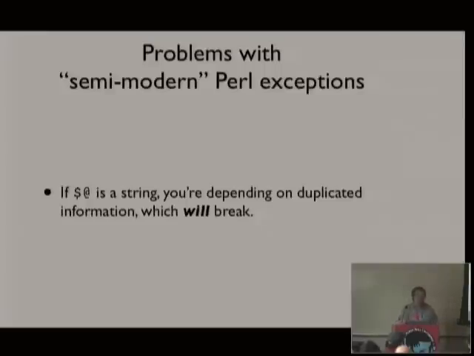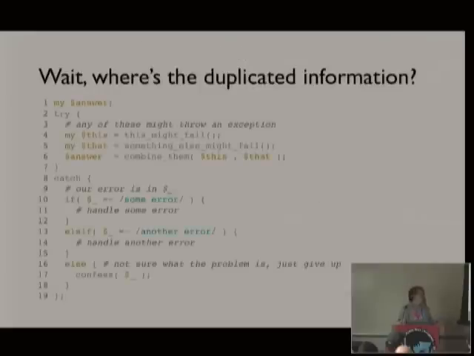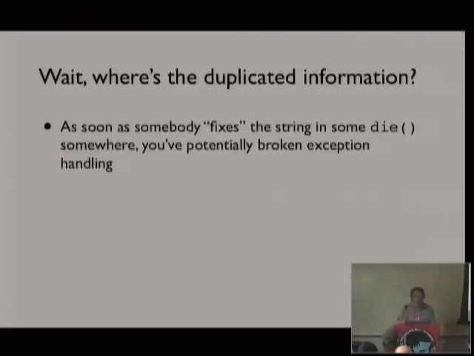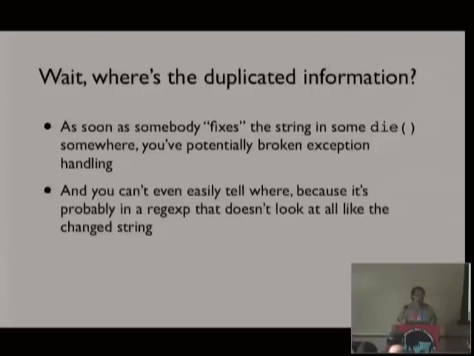You still have a problem, however, if you're throwing a string exception that you're depending on duplicated information. So I keep saying duplicated information. Where's the duplicated information? It's right there, and it's right there. So there's some other part of your code where you're throwing an error, you're dying with a string, and then you're checking it with a regular expression. As soon as somebody fixes one of the strings in one of your die statements, like they correct the spelling or something like that, you've potentially broken exception handling in your application. You can't even really easily tell where, because those two pieces of code might be in totally different places, widely separated. This is a problem.